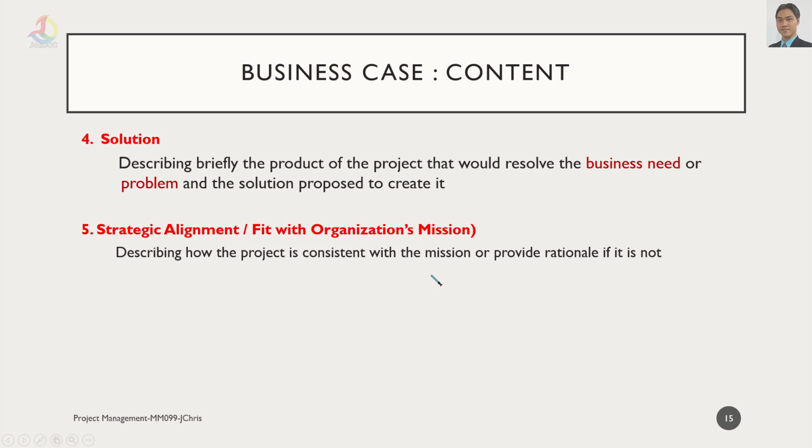Number 4 is the proposed solution, and it describes briefly the product of the project that will resolve the business need or the problem. The solution can be written down explicitly in this business case. Fifth is strategic alignment, fit with organization mission, that describes how the project is consistent with the mission or provides rationale if it's not.